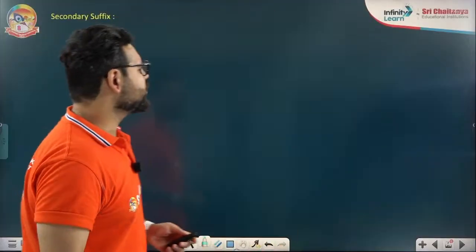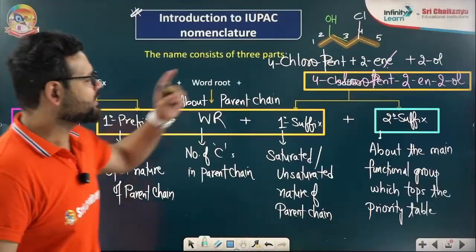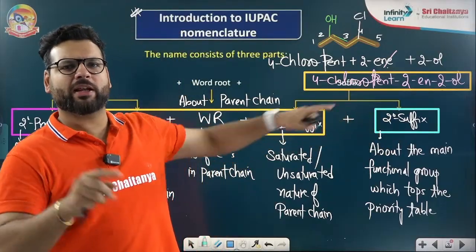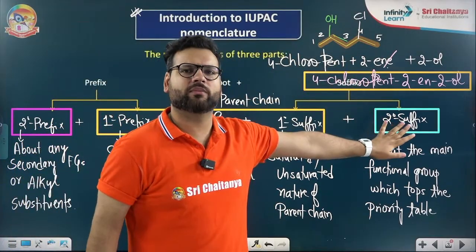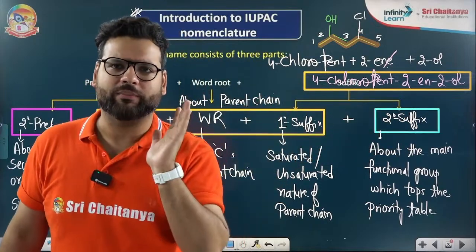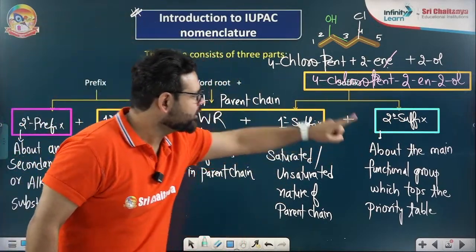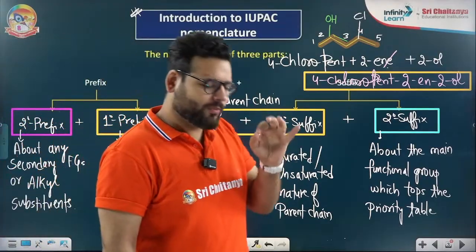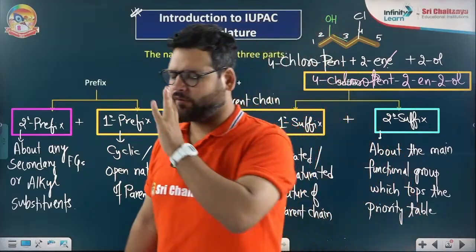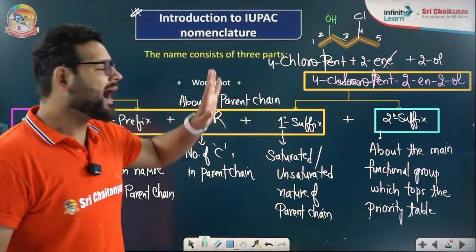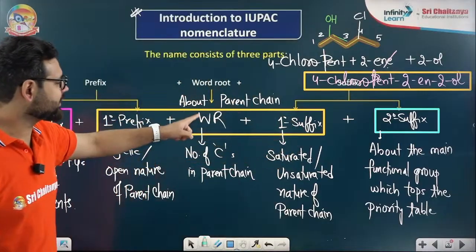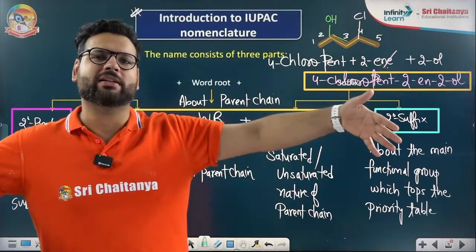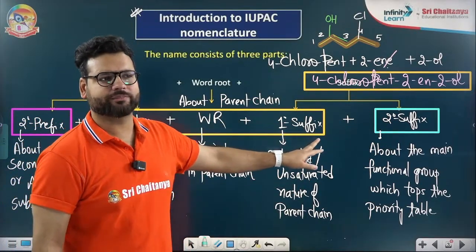I told you, beta, the most important person of the whole name is this person. The simple rule is, whenever you want to take the parent chain, this person must be taken: the one who gets the suffix. After taking this, you must take ene and yne in the parent chain. Without that, you can't choose the parent chain. After you have taken them, you must satisfy the word root, meaning the number of carbons. Then you will try to increase the carbon chain after taking the alkene.